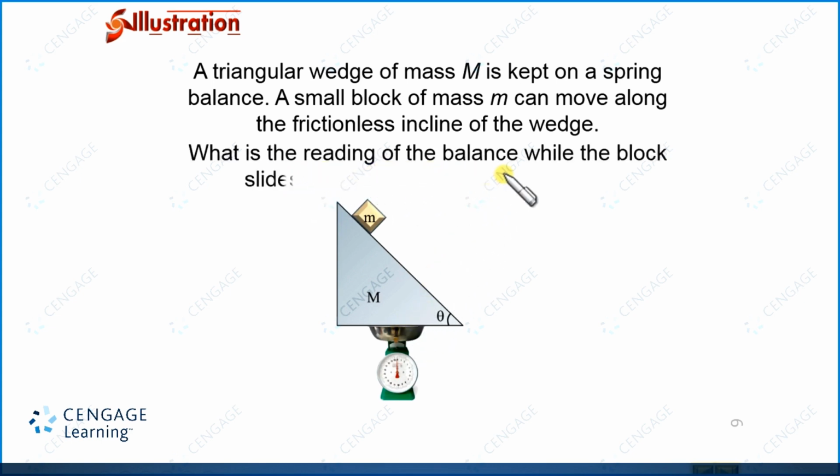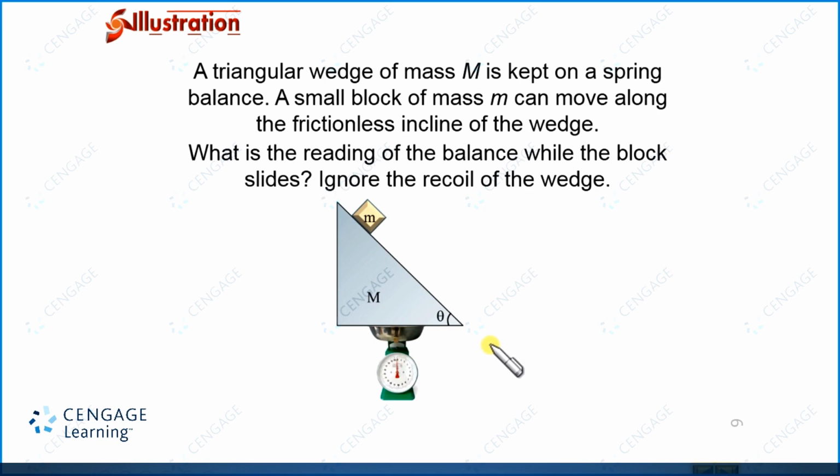What is the reading of the balance while the block slides? Ignore recoil of the wedge. That means we need to consider this wedge as a fixed wedge. This wedge can be fixed by applying an external force or by the friction between the weighing machine and the base of the wedge. Okay, and here we need to find the reading of this balance. The reading of this balance should be equal to the normal reaction between capital M and the weighing balance. This is the scenario. So let us make this diagram on the next page.